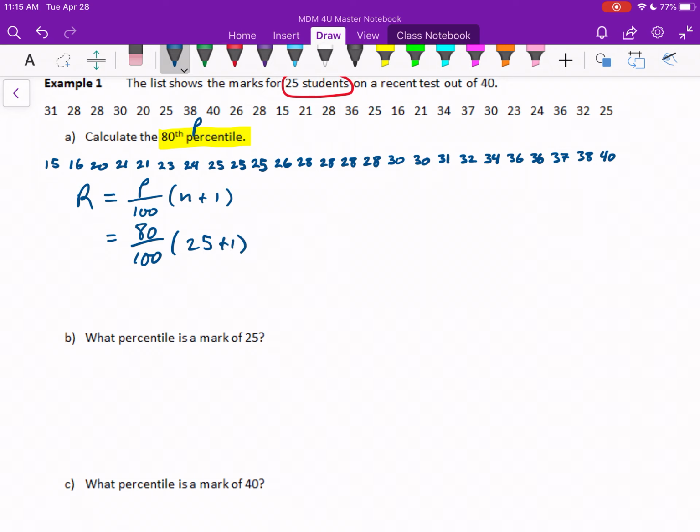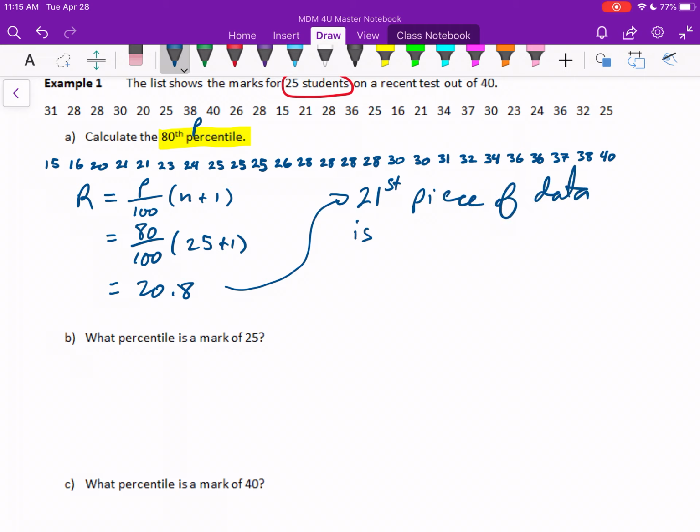Again, it's just like finding the median, except instead of finding the middle one, I'm finding the piece of data that is 4/5 of the way along in this case, 80%. That works out to be 20.8. What does that mean? Well, that means that I'm going to round it up to the next one. So I'm going to round that up. I'm going to say that the 21st piece of data is the 80th percentile.